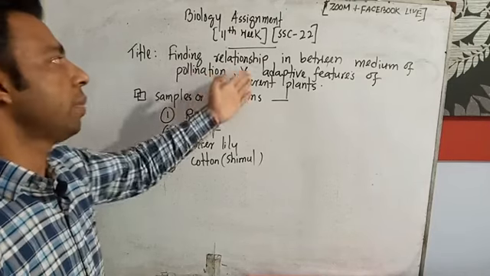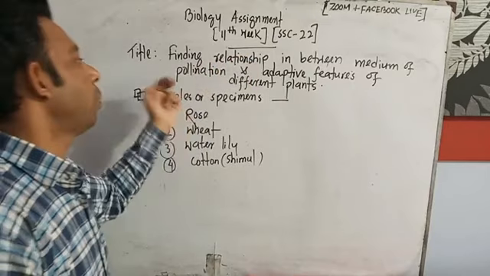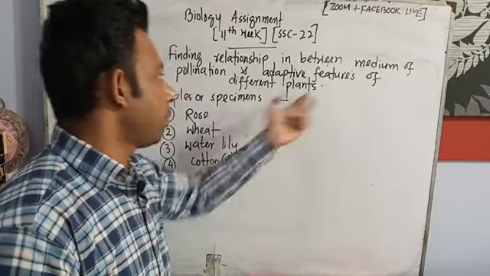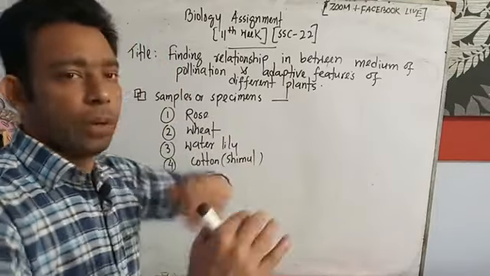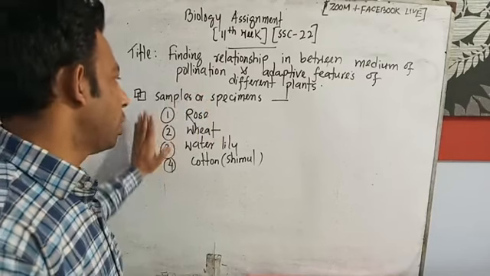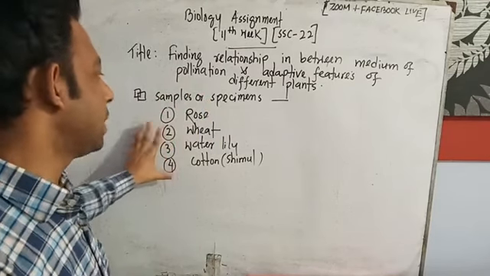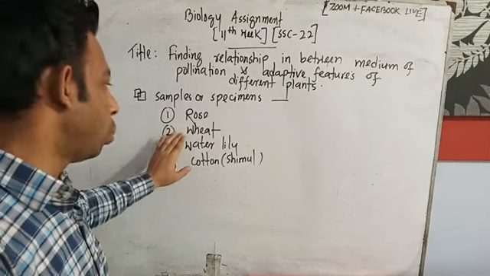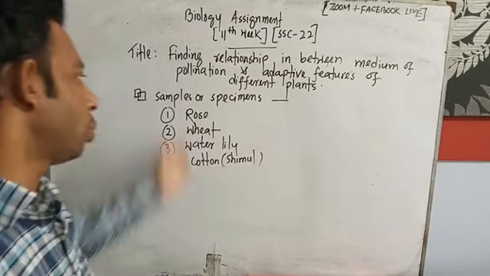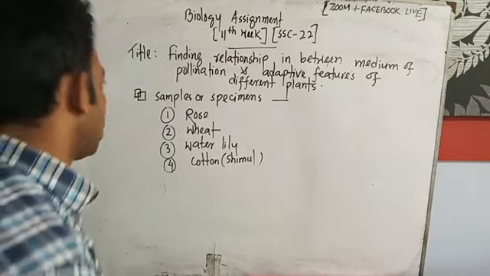Since I have written the title, finding relationship in between medium of pollination and adaptive features of different plants, we will find out some relationship between them. First we need to collect the 4 specimens or samples given in our assignment: rose, wheat, water lily and cotton. It is just a figure given, and we find out their names here. Then we will go through the chart.